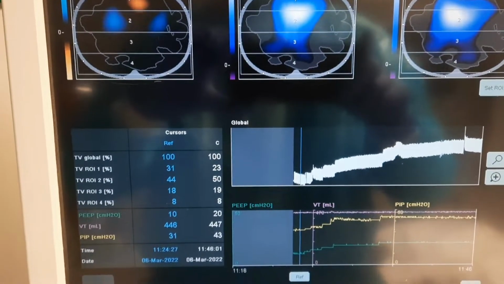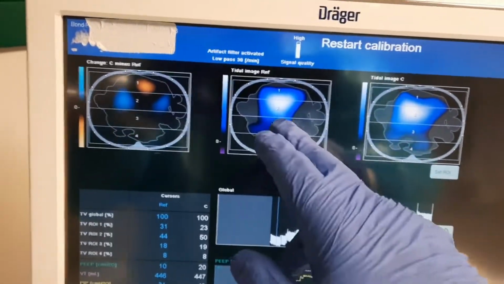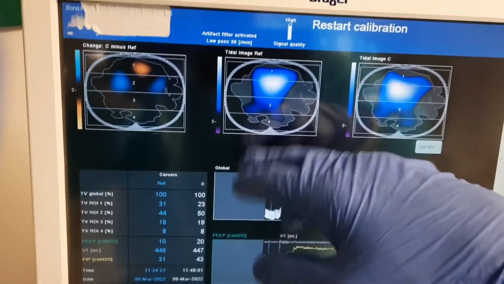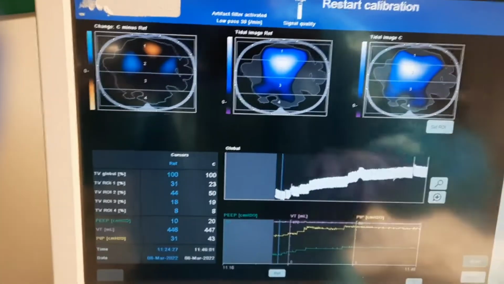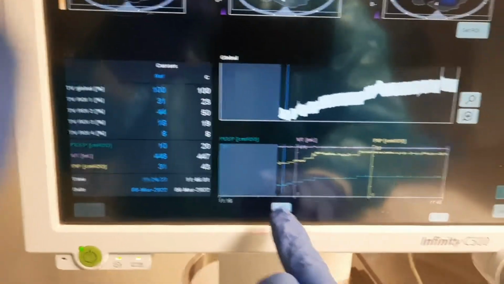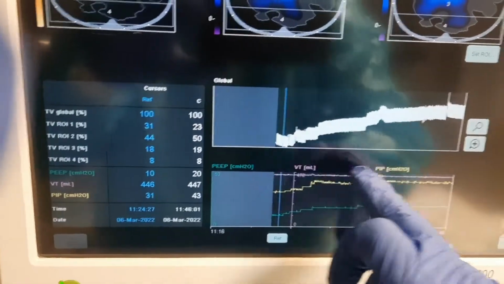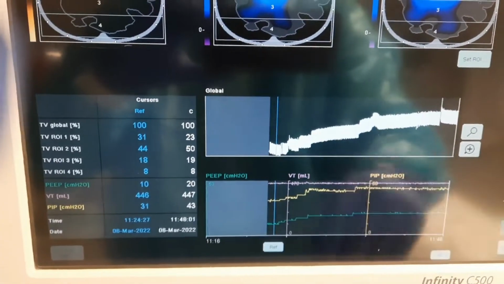So this is the image at the end of inspiration. So we want to see, comparing the PEEP as we go up in the PEEP, at the end of inspiration, is it opening up some of the areas. So this is looking at end inspiratory trending. Down here we see the staircasing of the PEEPs. We're seeing the peak pressures, and the volumes are maintaining themselves straight because we're in ACVC.